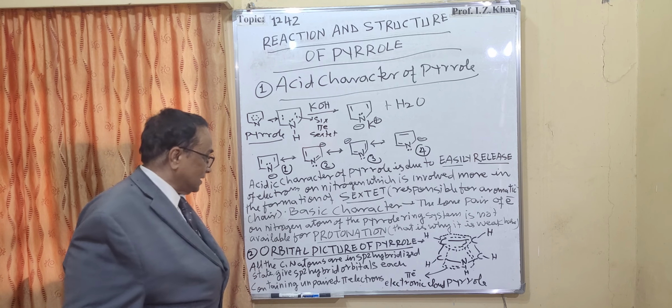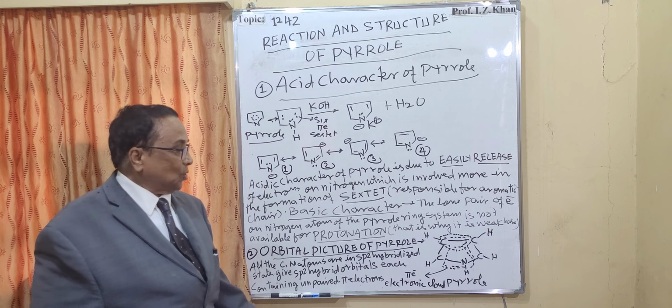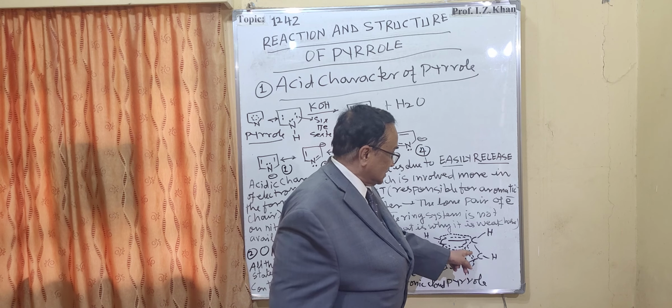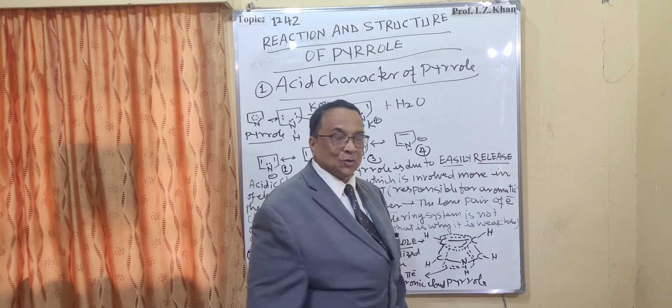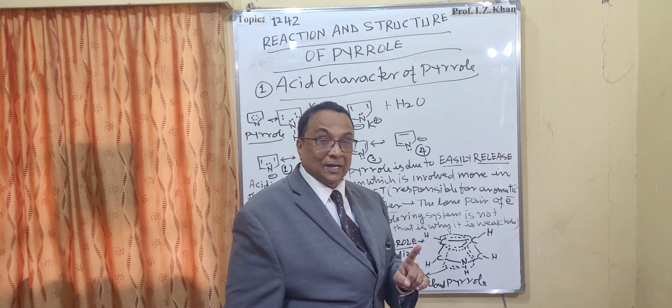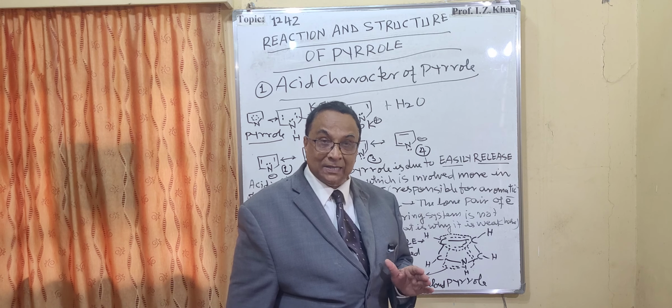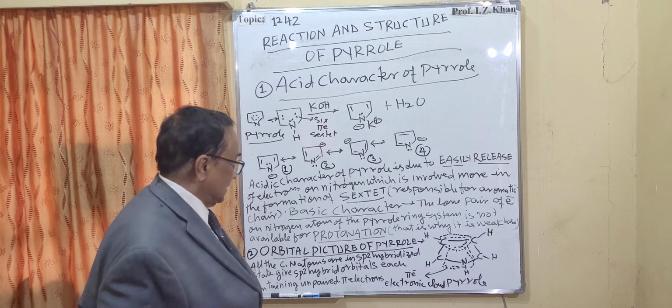Number 2, here I have given the orbital picture of pyrrole. The delocalized pi electron cloud is shown here, and there are 4 carbon atoms with 1 nitrogen. For these 4 carbons and 1 nitrogen, in the orbital picture it is sp2 hybridized, it is a flat molecule, and it also contains unpaired pi electrons, and that pi electron is in the form of an electronic cloud.